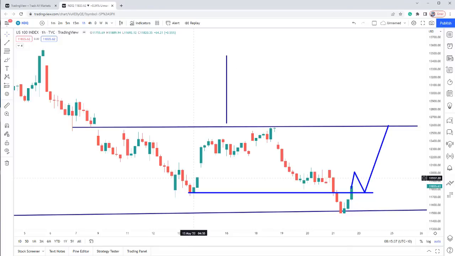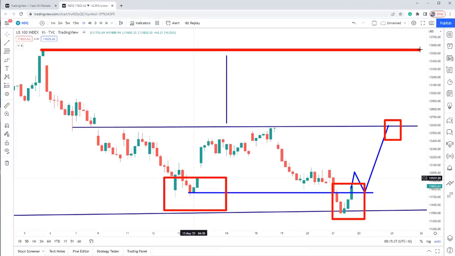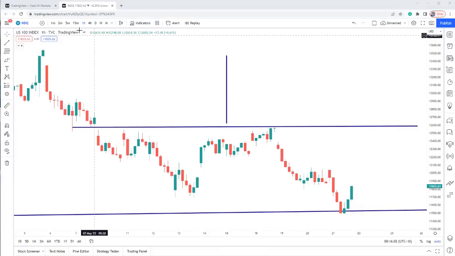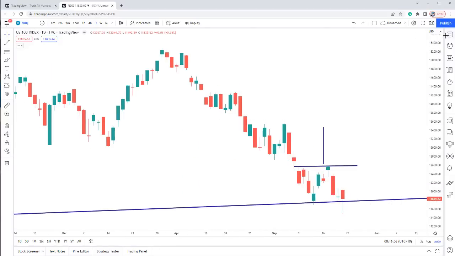And remember, that's also the big double bottom, or that double bottom formation on the daily charts. So if that happens and we break this level here, the actual projection is back up here towards the 13,600 level. So very, very interesting stuff we're looking at on the Nasdaq.